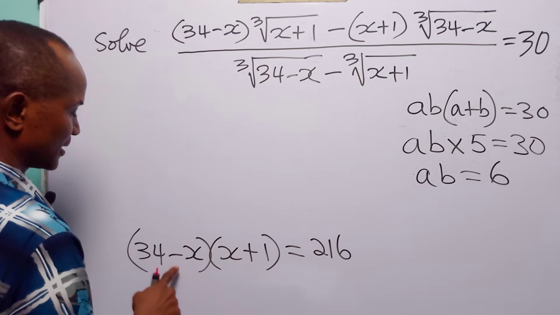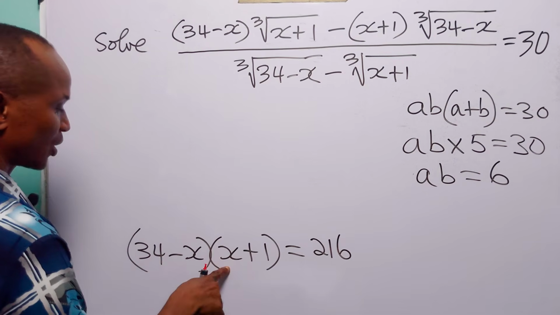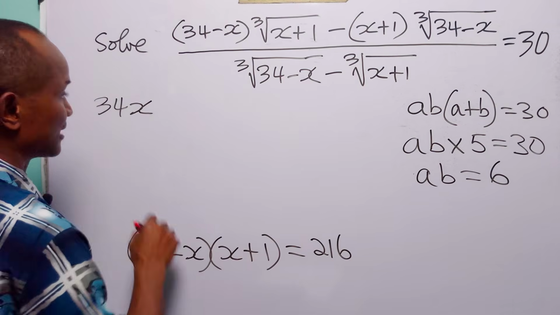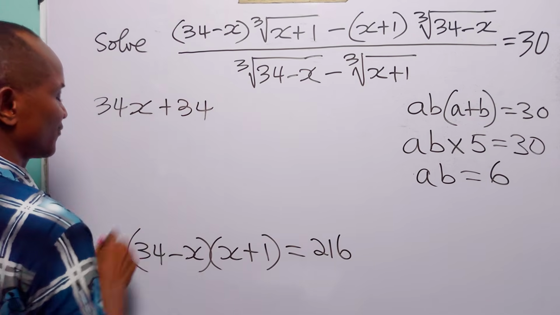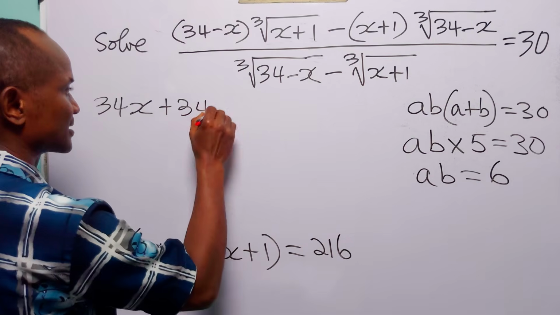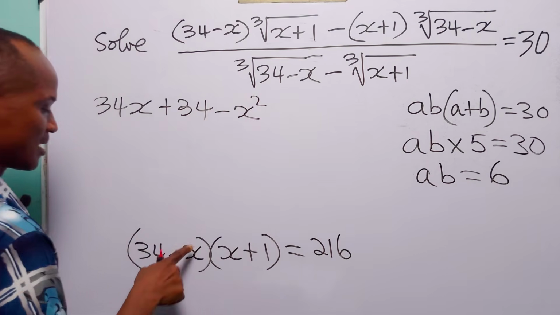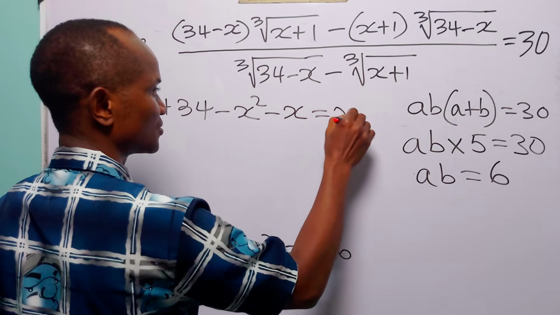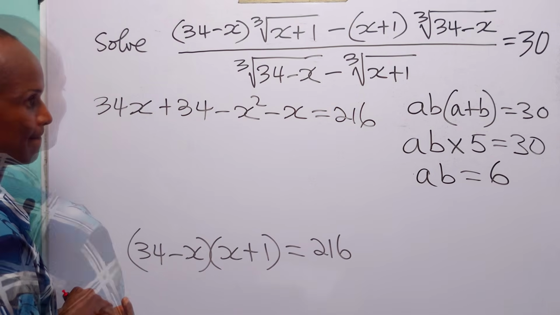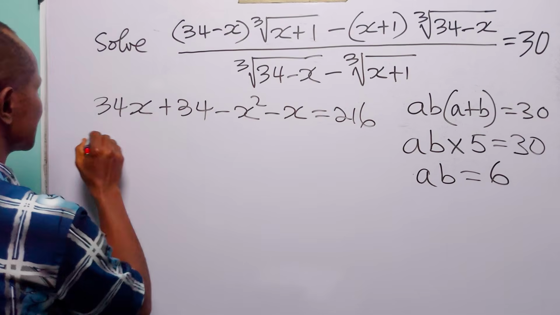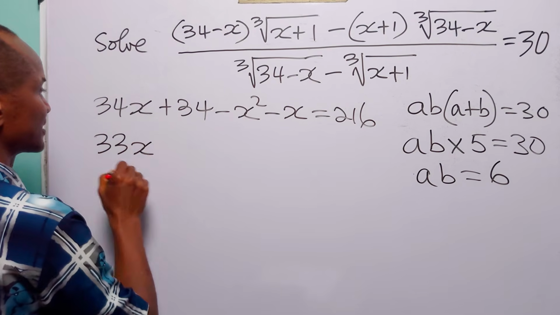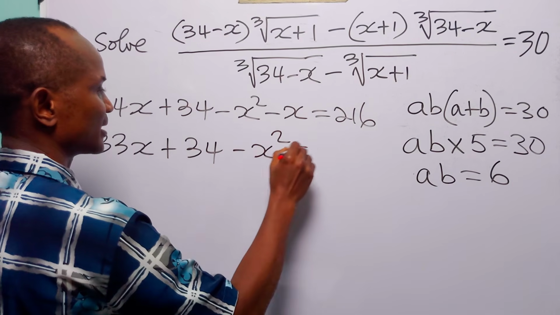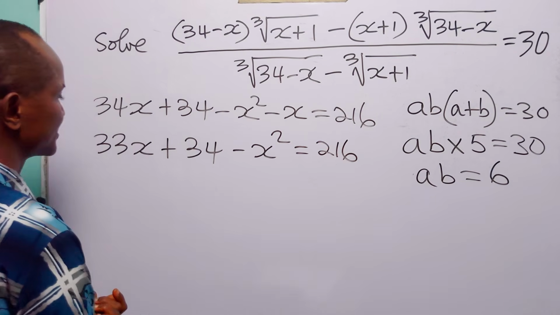216. Now, opening these brackets, we have 34 times x, that is 34x, 34 times 1, 34, minus x times x, minus x squared, minus x times 1, minus x. This is equal to 216. 34x minus x is 33x, plus 34, minus x squared is equal to 216.